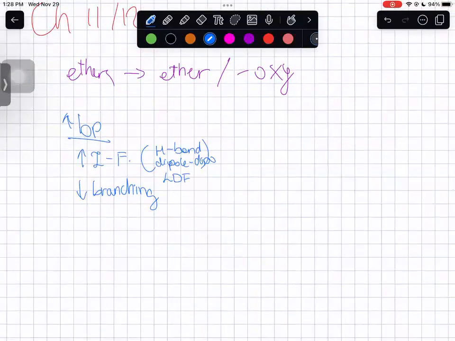What about the trend between boiling point and molecular weight? What's the relationship?